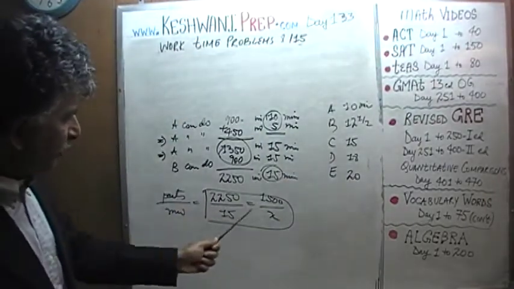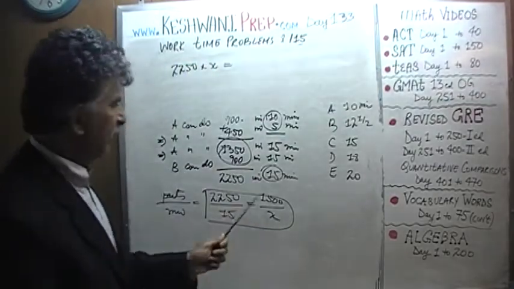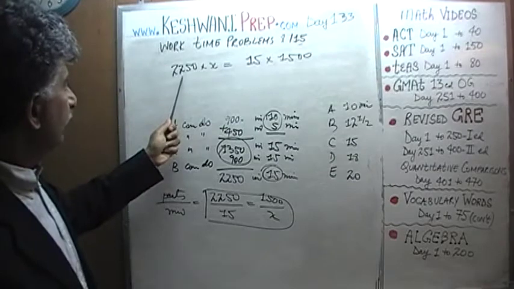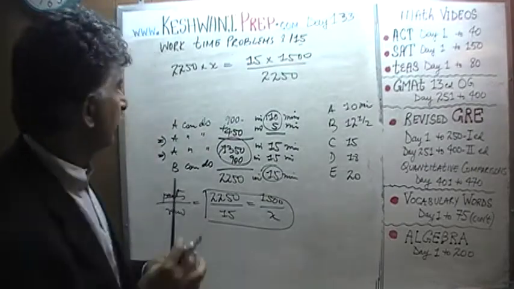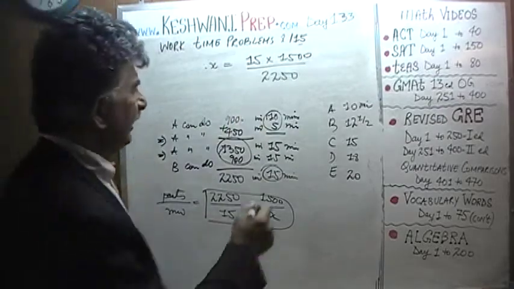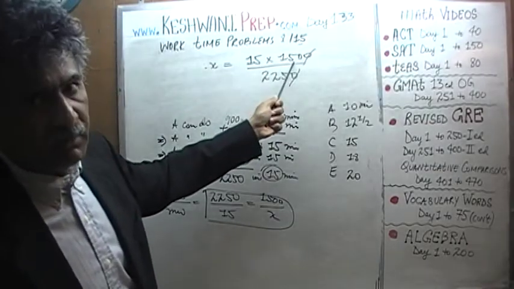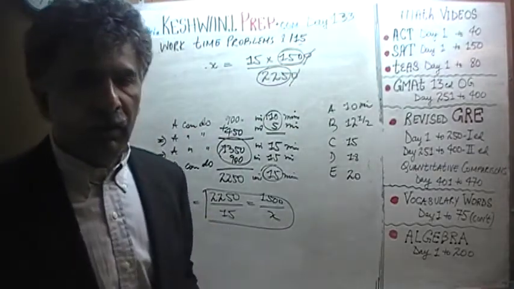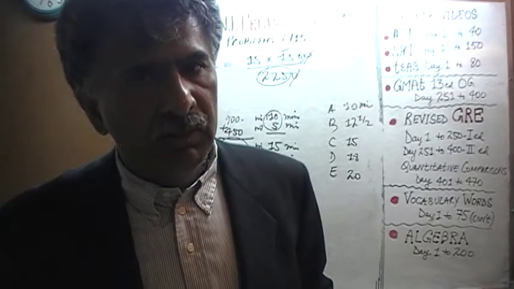If you cross multiply, we get 2250 times x equals 15 times 1500. We're not interested in 2250x, we just want x, so let's divide both sides by 2250. Let's divide top and bottom by 10. If we do that, we can knock out the zeros. We have 225 and I see 150 on the top. I hope you're able to see immediately that both 150 and 225 are multiples of 25.